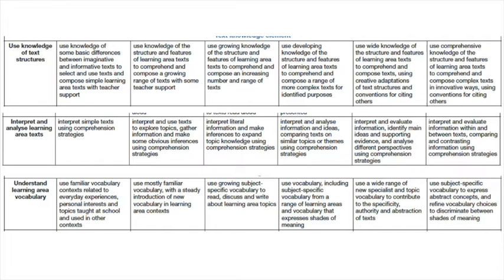Interpret simple text using comprehension strategies. Oh yeah, I was probably a bit above that, but I was pretty literal. Like if you look at the third one across on the second one down, interpret literal information and make inferences to expand topic knowledge. Look, I was able to infer by looking at it that it seemed to be some kind of action or drama or romance, but it was all based on literal information, what was in front of me. I wasn't doing any sort of deeper thinking. And it's towards the understand learning area.